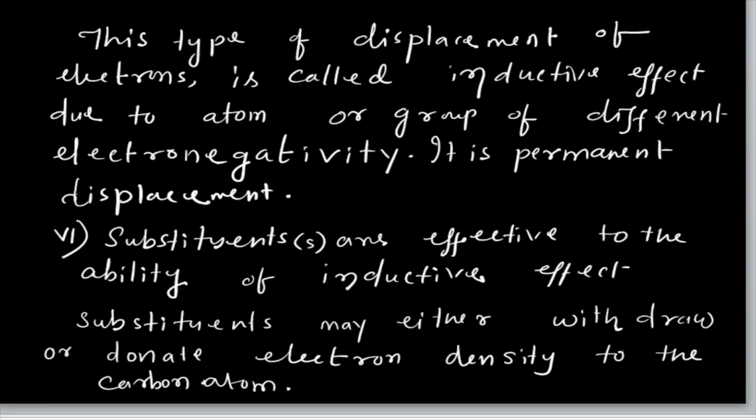This type of displacement is called the inductive effect, due to atoms or groups of atoms of different electronegativity. If the electronegativity is different, then automatically it shows the inductive effect, and this induces the other carbon atoms as they are far away from the CCl polar bond, and this is very important. It is also called permanent displacement.